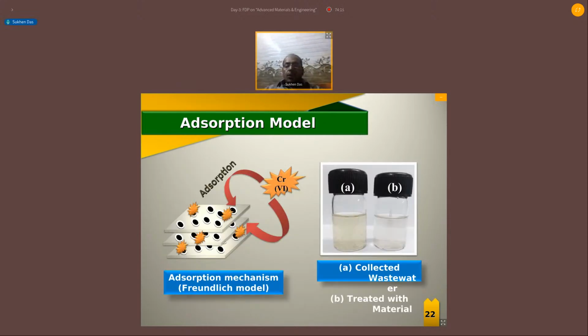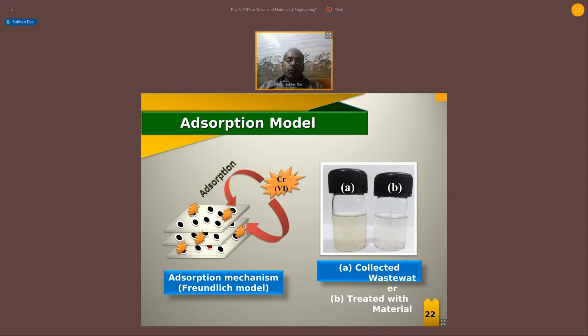So this is the actual schematic diagram. This is the chromium, which has this layer-like structure, and upon that, these black spots are nothing but the gum acacia, which is making this soluble in water. Due to the presence of this gum acacia, the fluorescence property of the boehmite increases.